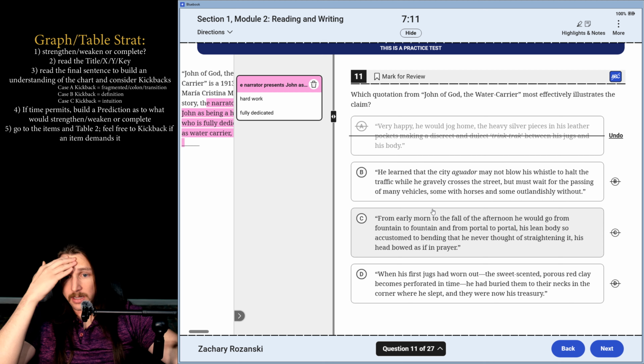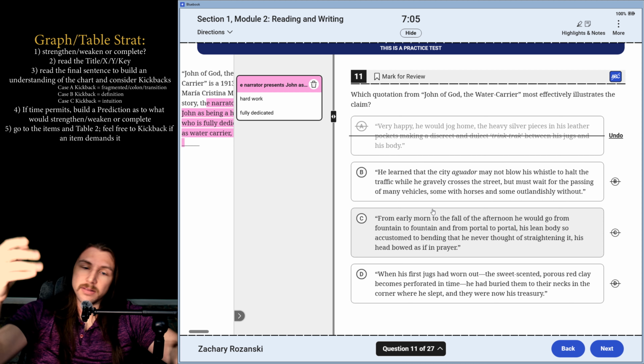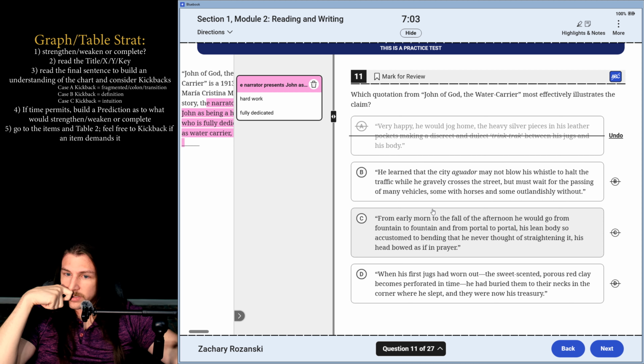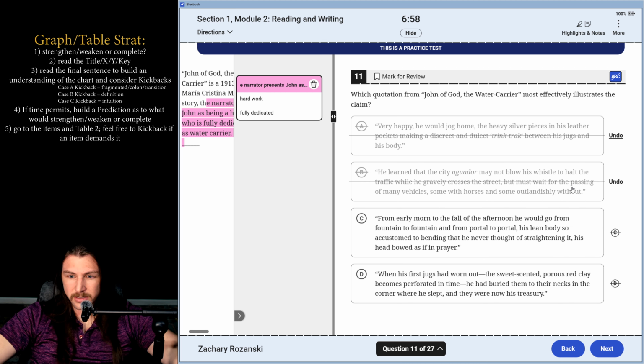He learned that the city may not blow his whistle to halt the traffic while he gravely crosses the street, but he must wait for the passing of any. I don't understand what this is even saying. This is maybe that he's not getting respect for it, so nobody respects him. That doesn't show that he's hard work or fully dedicated. From early morn to the fall of the afternoon, he would go from fountain to fountain, from portal to portal, his lean body something bending, that he's straining.